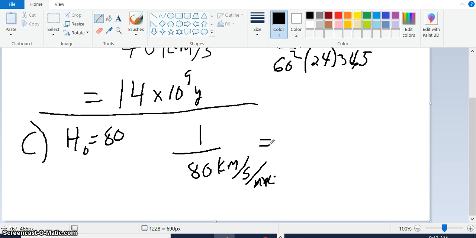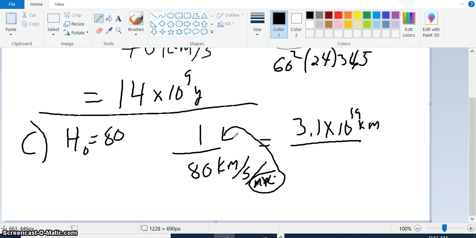So it's going to be 3.1 times 10 to the 19th kilometers divided by, remember, you can see this megaparsecs goes up to the numerator. That's the basic idea. So there's 1 megaparsec in kilometers divided by 80 kilometers per second. All right, and so the kilometers cancel, and so that gives us, let me scroll down just a little bit here. Let's see, can I scroll just a little bit? Come on, why are we not scrolling?